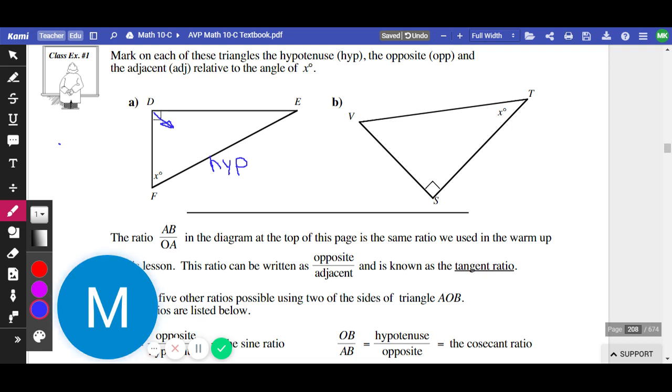The second side length I try to name is across from the angle that they've given you, or named. If you look, they've named angle x, so we're naming this triangle based off of that. Across from that is the opposite. I'm just going to put OPP, opposite. The third side length is the adjacent.